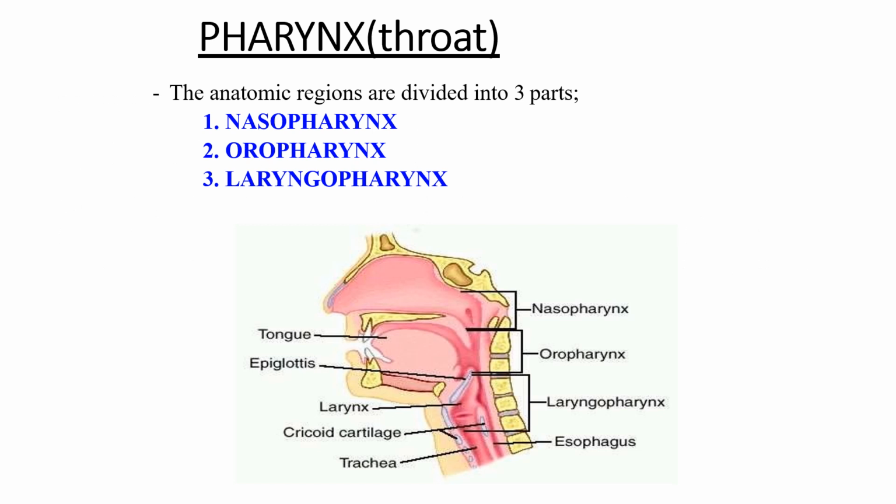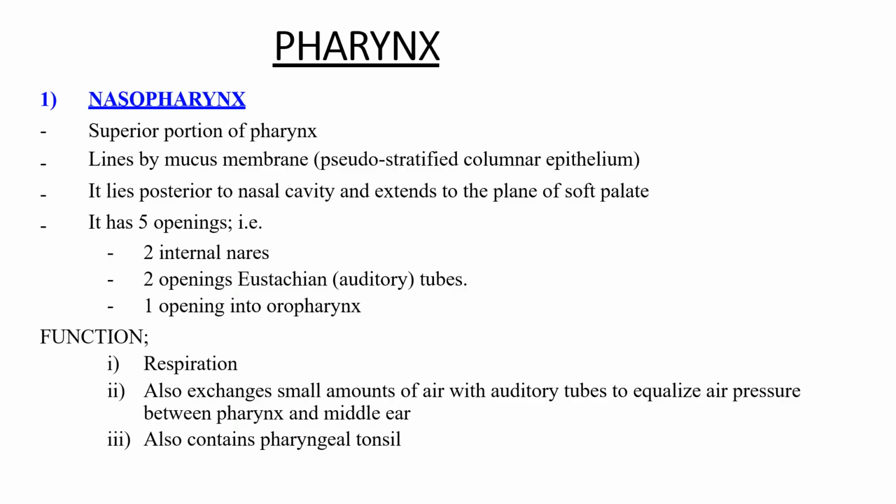And the next part is the pharynx or throat. It is divided into three parts anatomically, that is nasopharynx, oropharynx and laryngopharynx. So in this picture you can see this is naso, this is oro and this is laryngopharynx. The nasopharynx is the superior portion of the pharynx. It is lined by mucous membrane, pseudostratified columnar epithelium. It lies posterior to the nasal cavity and extends to the plane of the soft palate. It has 5 openings: 2 internal nares, 2 openings of the eustachian auditory tubes, and 1 opening into the oropharynx.